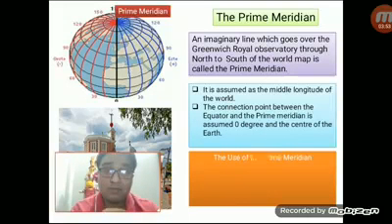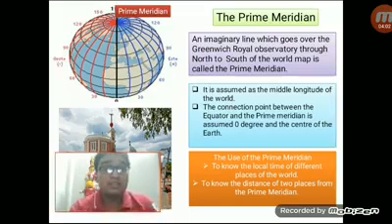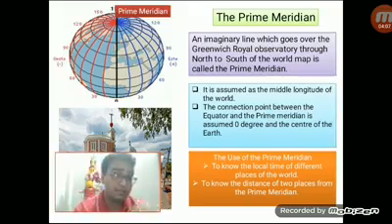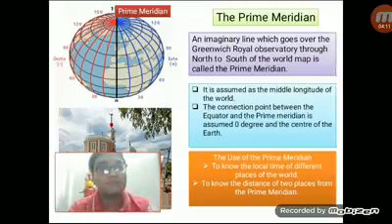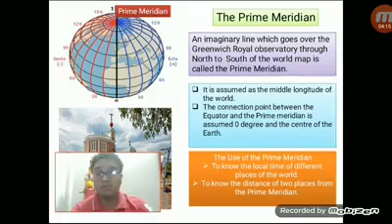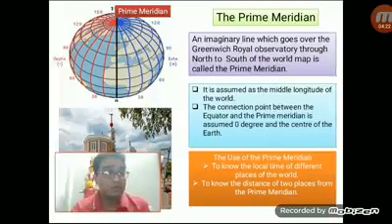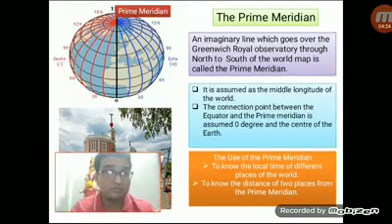Now I am going to show you the use of the prime meridian. First of all, to know the local time of different places of the world, and then to know the distance of two places from the prime meridian. So we can use the prime meridian for two purposes. That's all about the prime meridian, and the prime meridian is very important for comprehensive questions. So when you write about the prime meridian, you should follow this information.